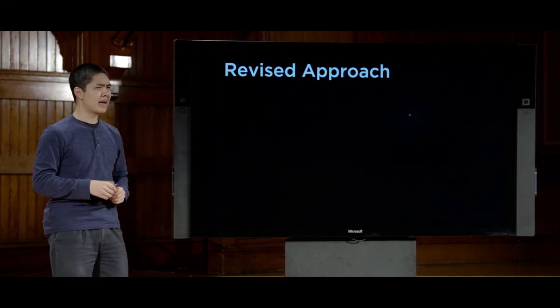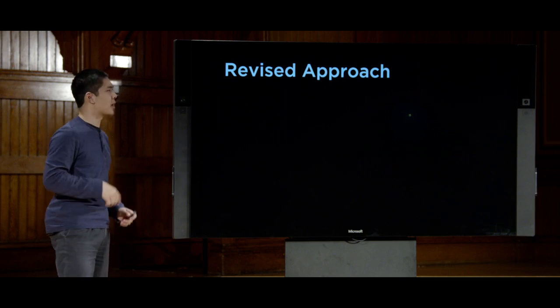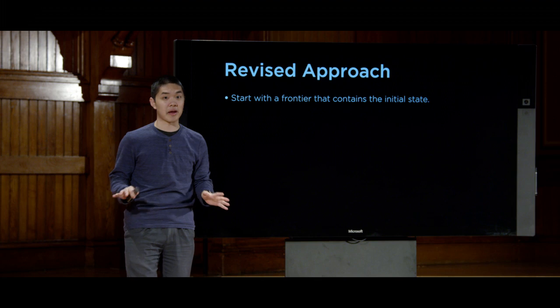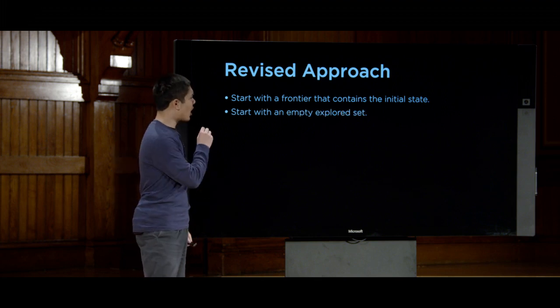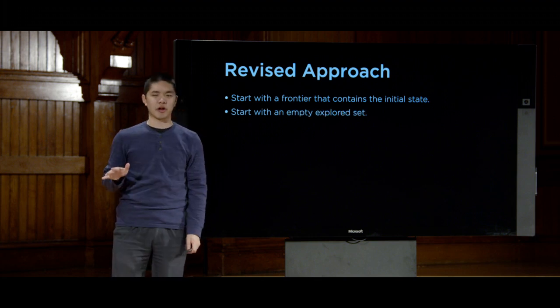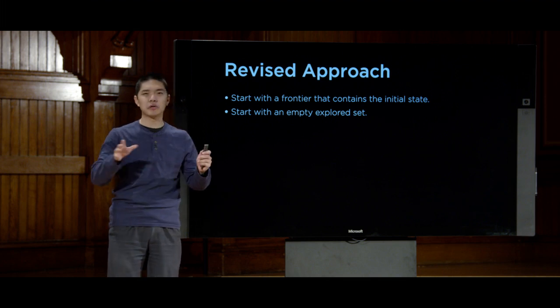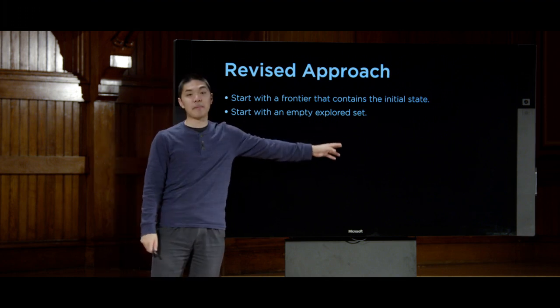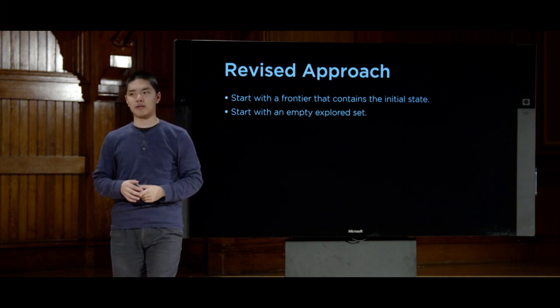So here's going to be our revised approach, a better way to approach this sort of search problem. And it's going to look very similar, just with a couple of modifications. We'll start with a frontier that contains the initial state, same as before. But now, we'll start with another data structure, which will just be a set of nodes that we've already explored. So what are the states we've explored? Initially, it's empty. We have an empty explored set.